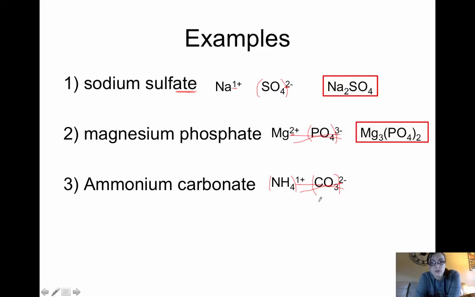So we keep NH4 in parentheses and put the 2 outside. And then we leave CO3. Now if you want to put CO3 in parentheses here, that's fine. The biggest thing is that NH4 is in parentheses with a 2 on the outside. So whenever you're dealing with polyatomic ions, you just always want to keep it in parentheses because you never want to change the polyatomic. Otherwise, if you change the subscript, you're changing the atom completely.